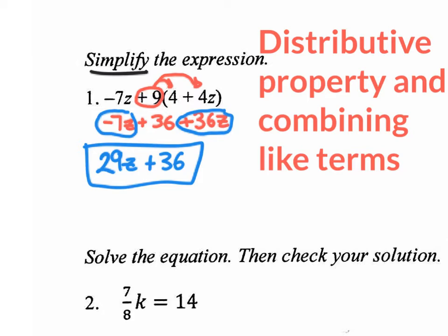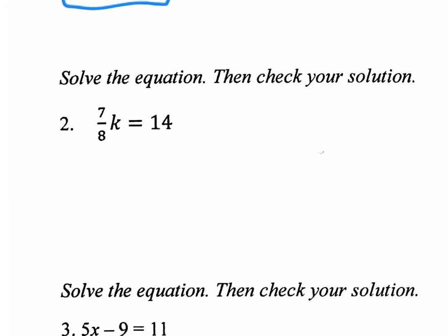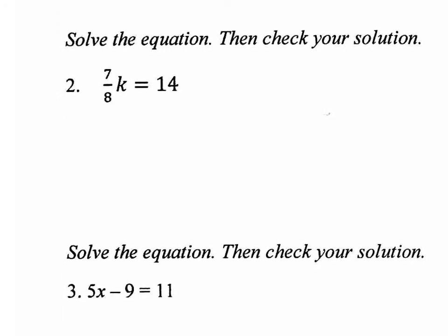Let's move on. Number 2 here. Solve the equation, then check your solution. You have an equation. There's k. You want k by itself. There's a fraction in front. If you don't want this 7 divided by 8, let's get rid of the divided by 8, just so it'll look like a 7k.